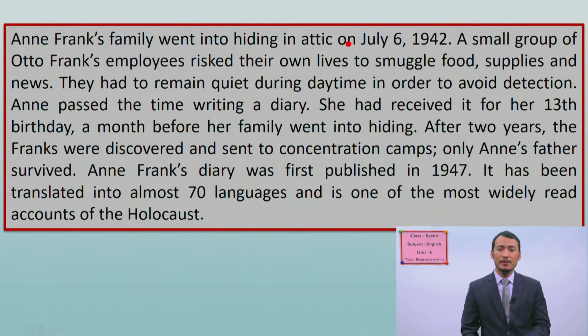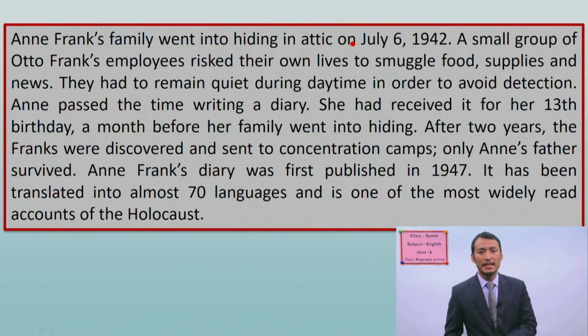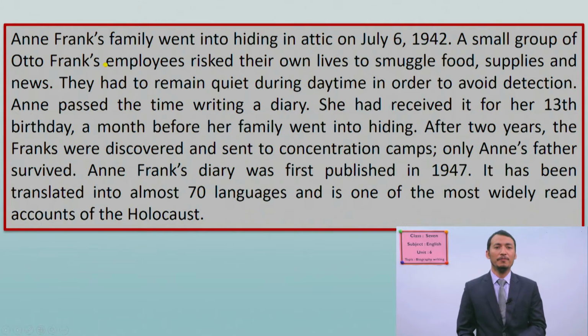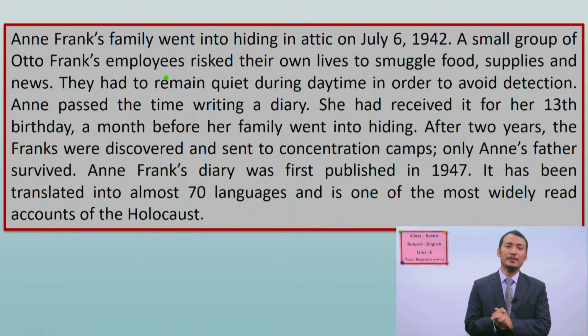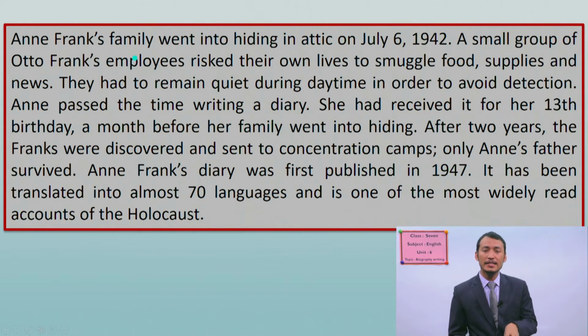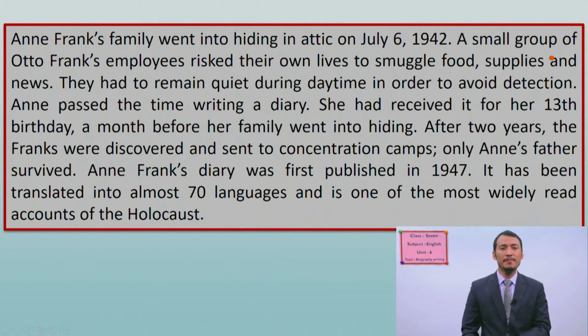Her family, when they heard that the Germans were going to capture them, were hiding in an attic. A small group of Otto Frank's employees helped them. Otto Frank was the father of Anne Frank, and he was a businessman, and his employees, meaning workers in his company, helped them by giving food, providing supplies and news from the outside.